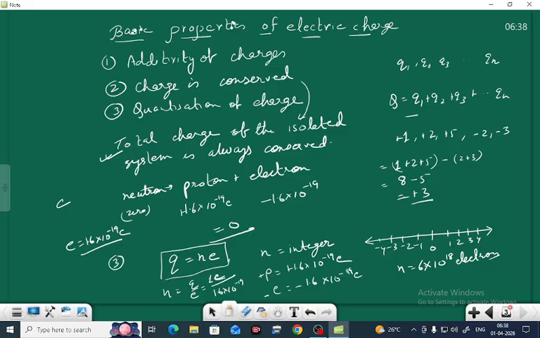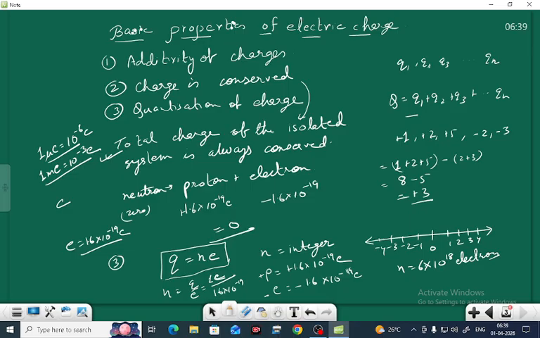In electrostatics, charges of this large magnitude are seldom encountered, and hence we use smaller units. We can also use 1 microcoulomb. 1 microcoulomb is equal to 10 to the power minus 6 coulomb. And sometimes we use 1 millicoulomb, that is equal to 10 to the power minus 3 coulomb. These are the important things, right?